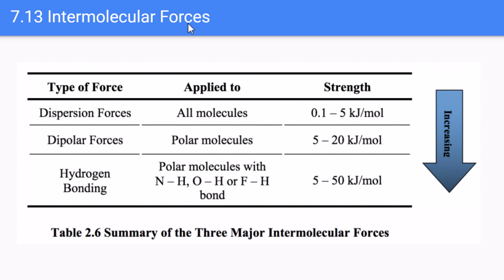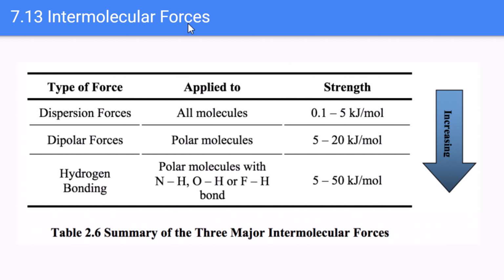So notice the relative strengths that are here. Dispersion forces, the strengths tend to be relatively weak when you look at the amount of kilojoules per mole. It's just a way to quantify energy. Dipole forces occur in polar molecules, and they're quite strong as well. Hydrogen bonding is a specific type of dipole force, and you notice that the relative strength is even higher than that. So this is just, again, a brief summary of the three major intermolecular forces.